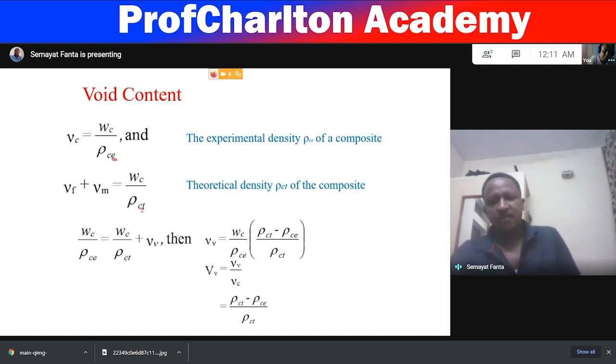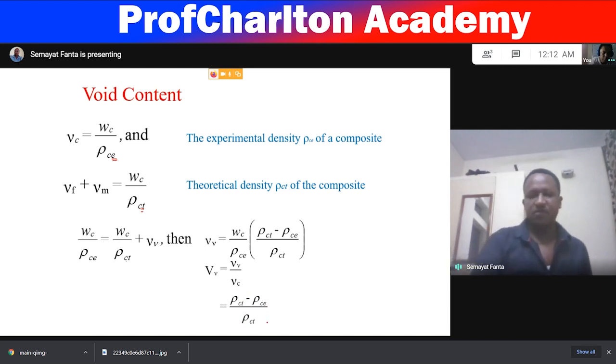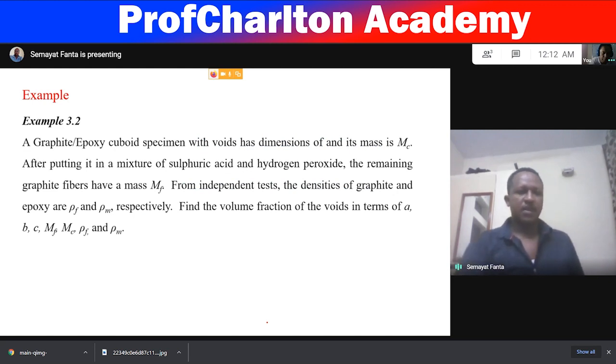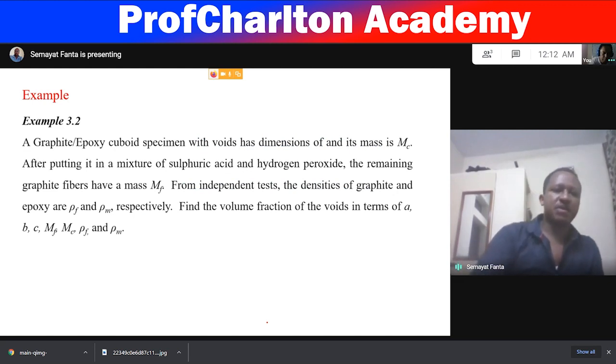Then we can get the void volume fraction, which is equal to the void volume divided by the volume of the composite. So this parameter is equal to the theoretical density minus the experimental, or actual, density, divided by the theoretical density. From this we can get the void volume fraction. We can do an example on that.